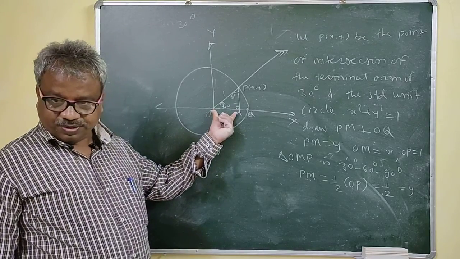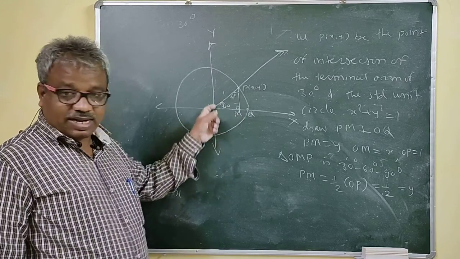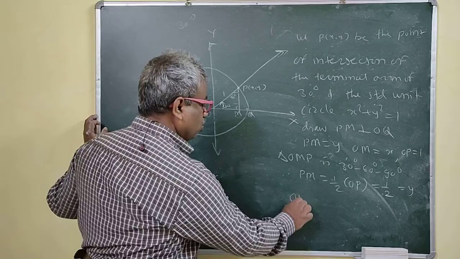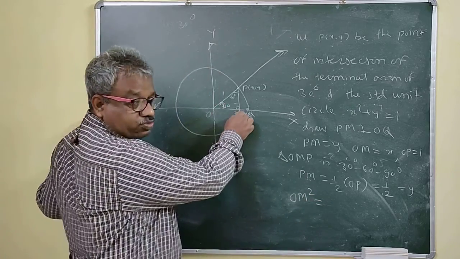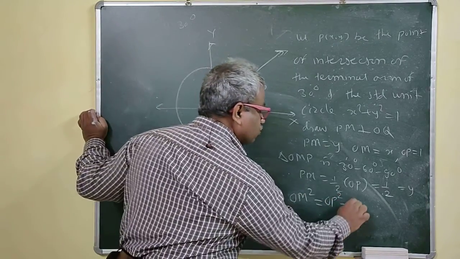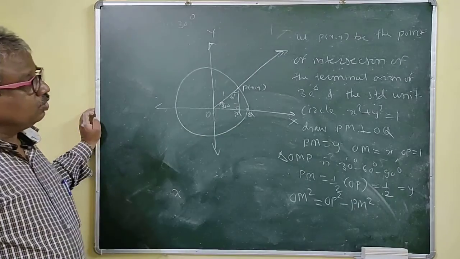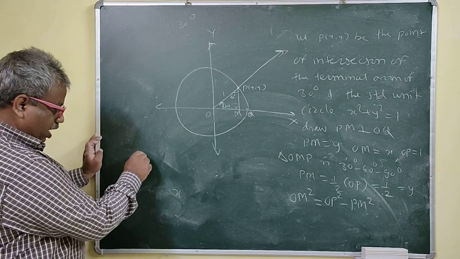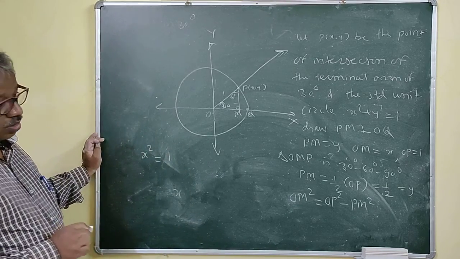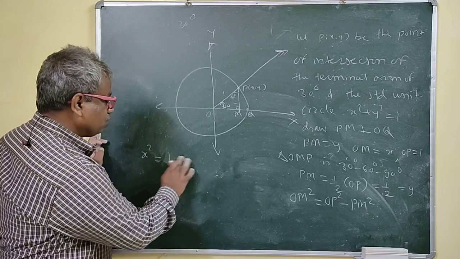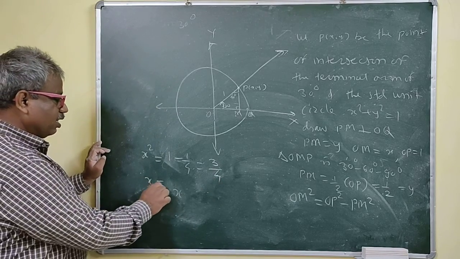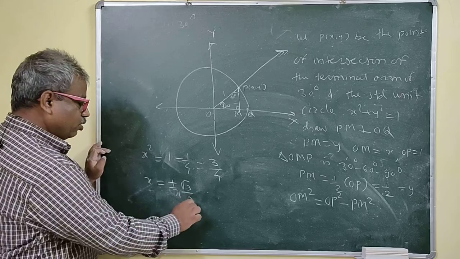Now OM. We want OM now. So OM is what? This is a right angle triangle. By Pythagoras theorem, you can apply the Pythagoras theorem. OM square is equal to hypotenuse square minus the other side square. So OP square minus PM square. So your OM is x. So x square, right? OP square is 1. Your PM square is what? 1 minus 1 by 4. Right? So this is 3 by 4. Now x will be what then? Plus or minus root 3 by 2.